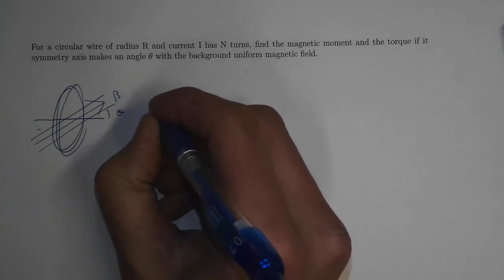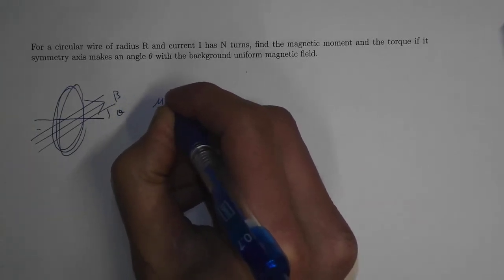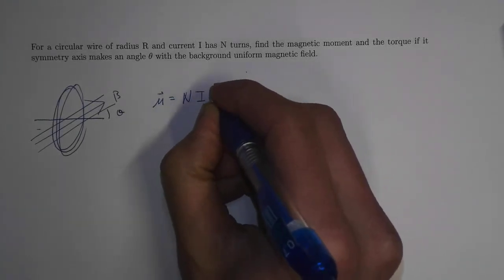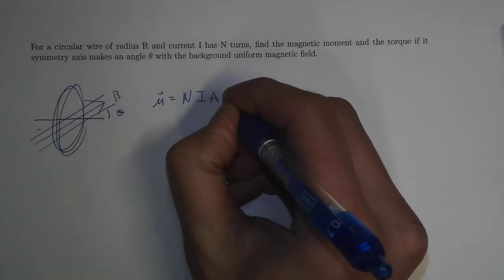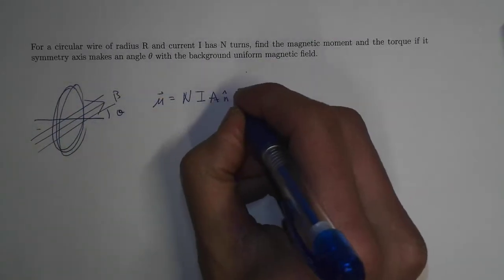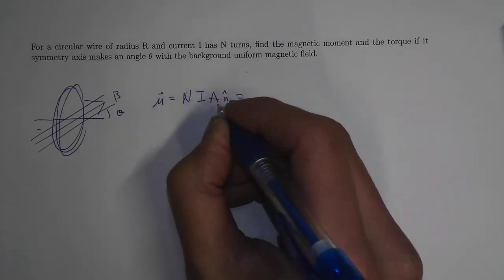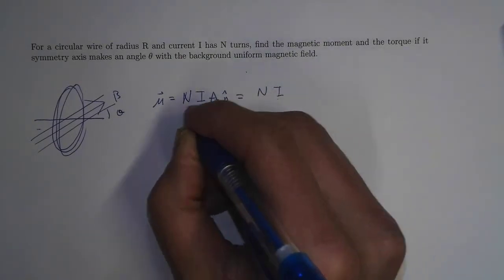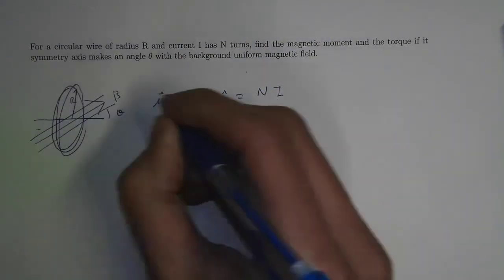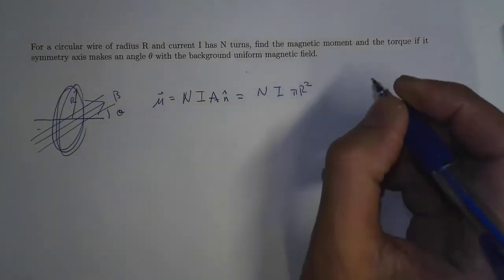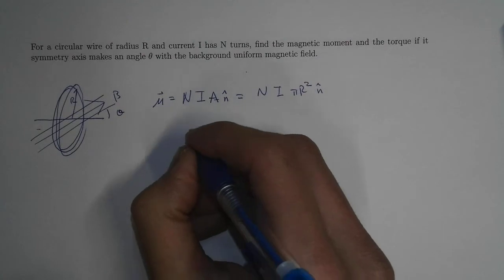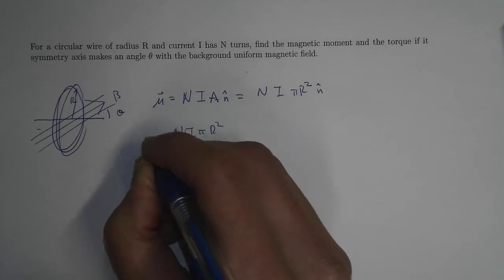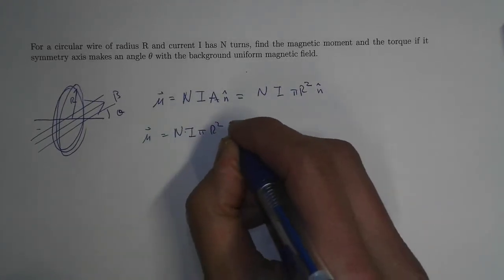Recall that the magnetic moment mu, a vector, is equal to the number of turns times the current per wire times the area subtended inside times the normal vector to that area. So this is going to be n, whatever n is. I is going to be I, and the area, well, this is the radius r, so it's going to be pi r squared, and this is n hat. So the answer is pretty simple. It's just n I pi r squared is equal to mu, in the n hat direction.